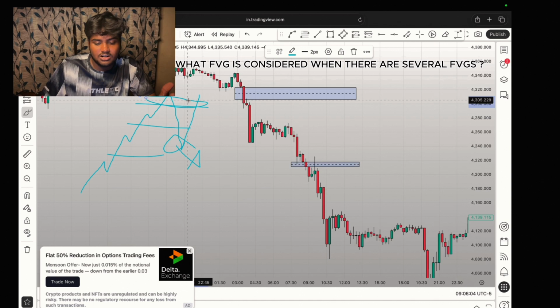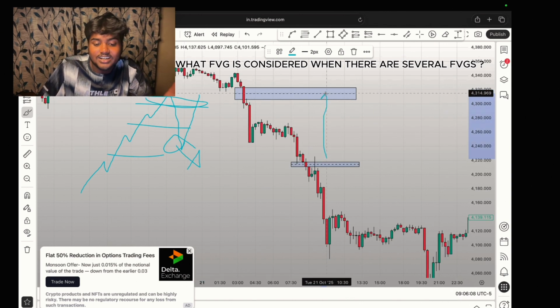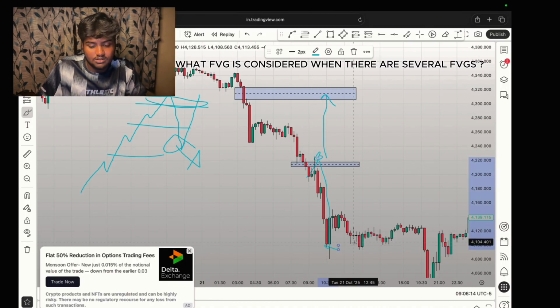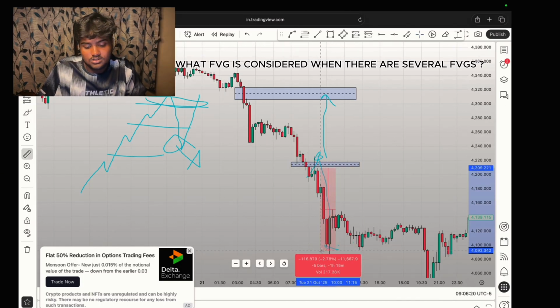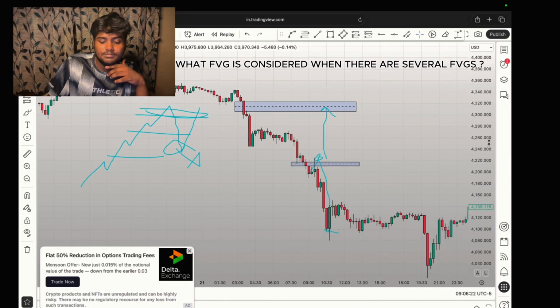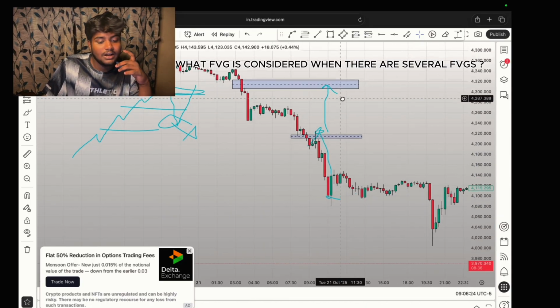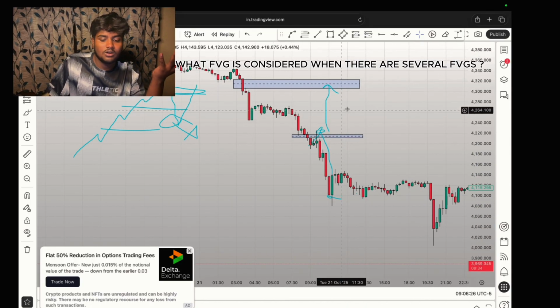It depends on the trend, because you can see here that the price hasn't come to test it. Okay, the price just tapped this FVG, then again showed that momentum. It's a big momentum, you can see right over here. It's almost 100 pips momentum here.